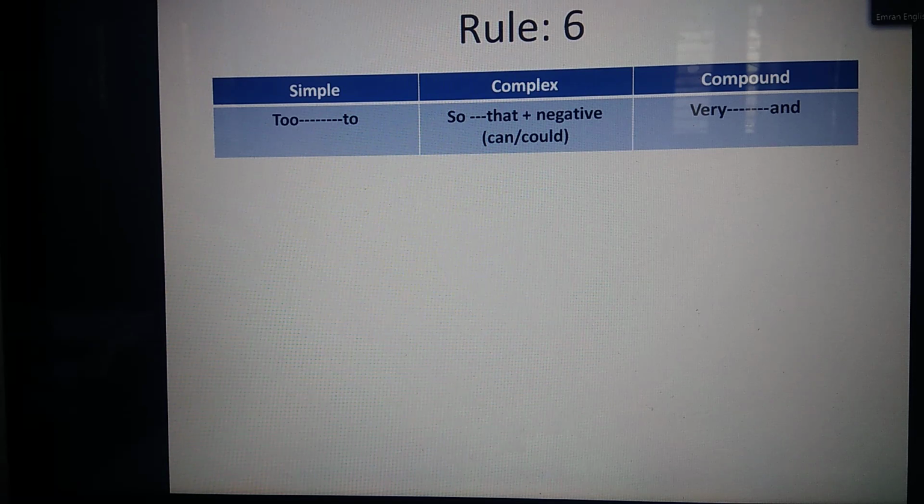Okay, this is the first one for today. You see a rule stating: in simple, too ... to. The first one is in simple, and the second in the middle. To make the sentence complex, we need to use so ... that plus negative. Within bracket, I have mentioned it would be can or could. And in compound, we need to use very ... and.